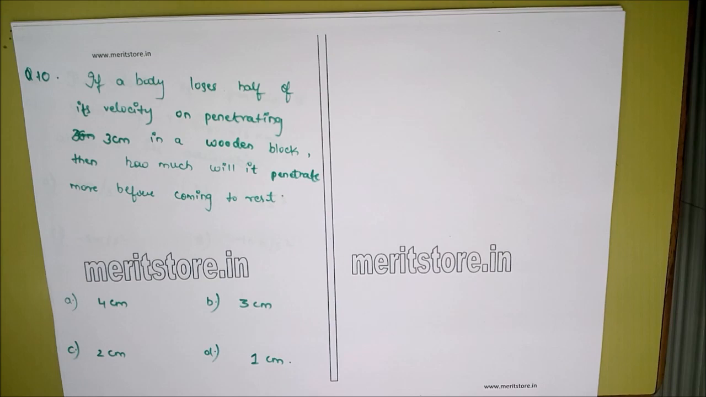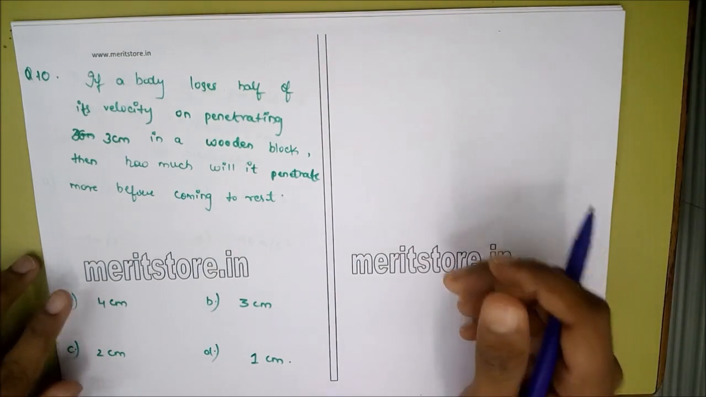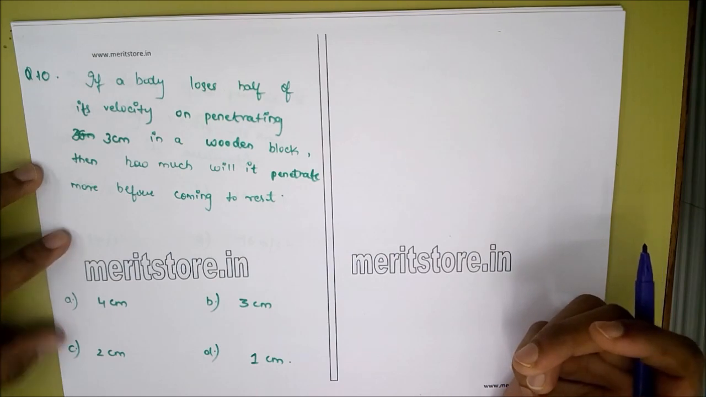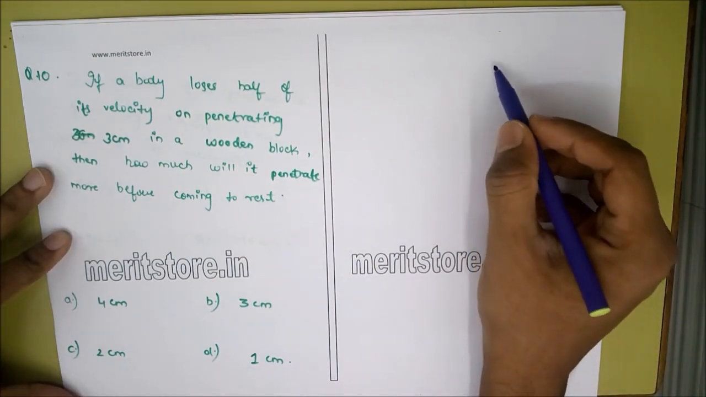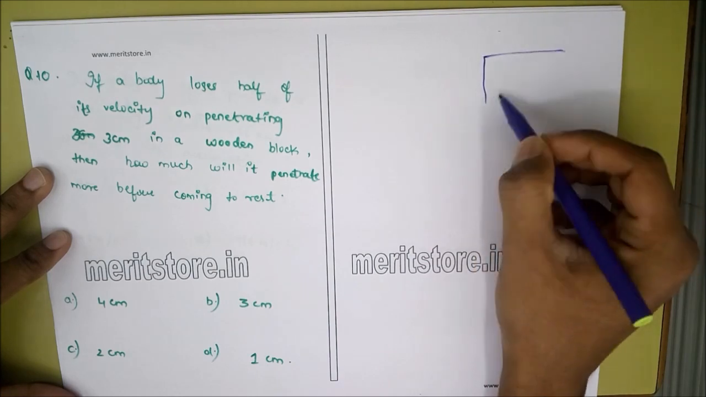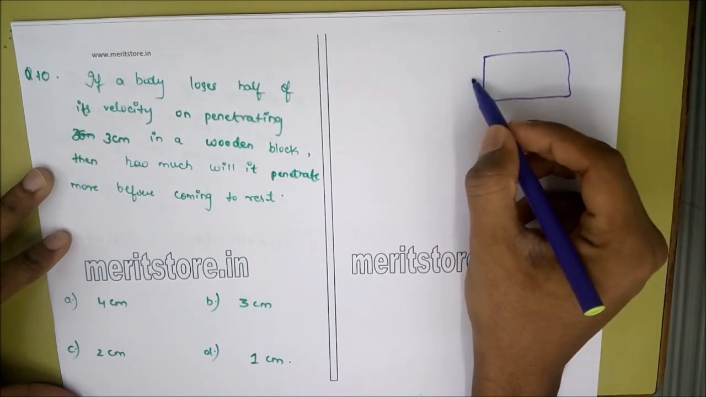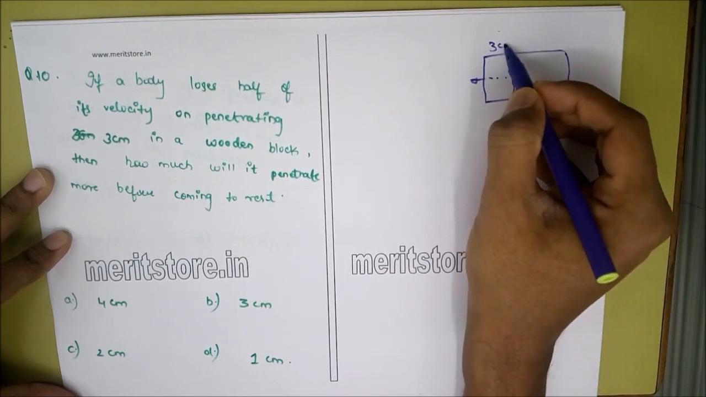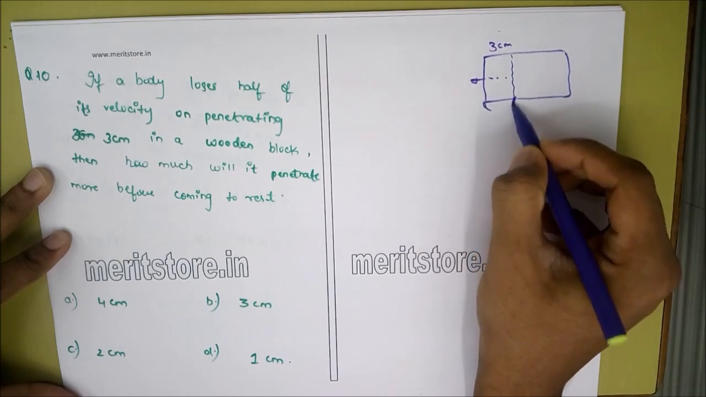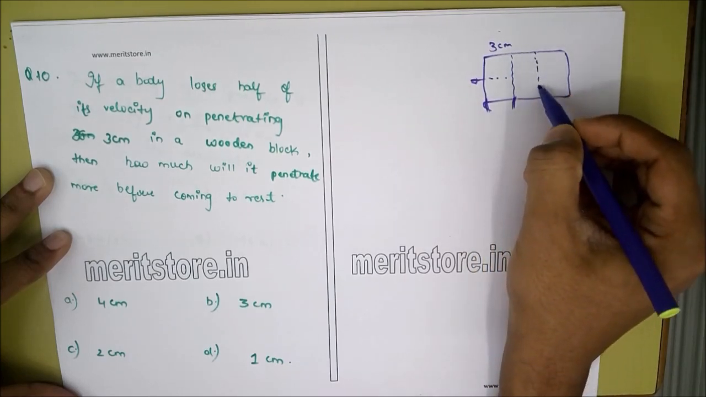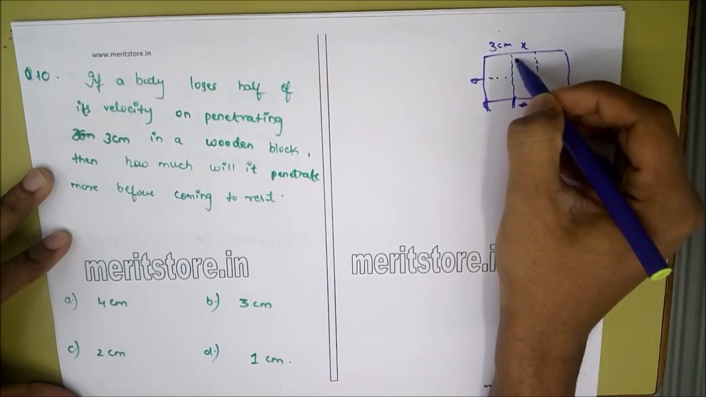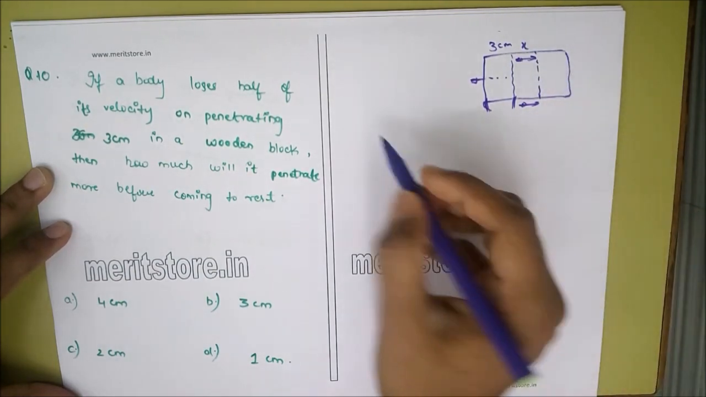If a body loses half its velocity on penetrating 3 centimeters in a wooden block, then how much will it penetrate more before coming to rest? The four options given are 4 centimeters, 3 centimeters, 2 centimeters and 1 centimeter. Let us look at this problem in two halves. Assume that this is a bullet which penetrates to a depth of 3 centimeters. So let this part be the first half of the problem, and the second half we consider as another part, the unknown distance that it penetrates in the remaining time.